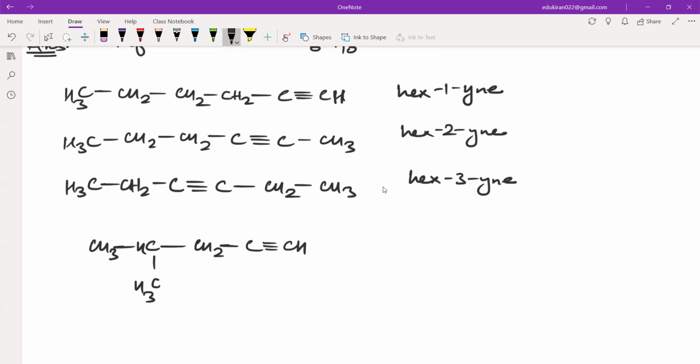Count the hydrogens. Hydrogens will be 3, 3, 6, 7, 8, 9, and 10. Okay. So what will be the name of this structure? The structure has 1 carbon, 2 carbon, 3 carbon, 4 carbon, 5 carbons. So this is my parent. This is my substituent, right? So this will be numbered 1, 2, 3, 4, and 5, because we start numbering from the functional group. If a functional group is present, then if not, we start from the double bond. If a double bond is not present, then we start from the triple bond. So this will have 4-methyl. In the fourth place, we have a methyl group attached. 4-methylpent-1-yne.